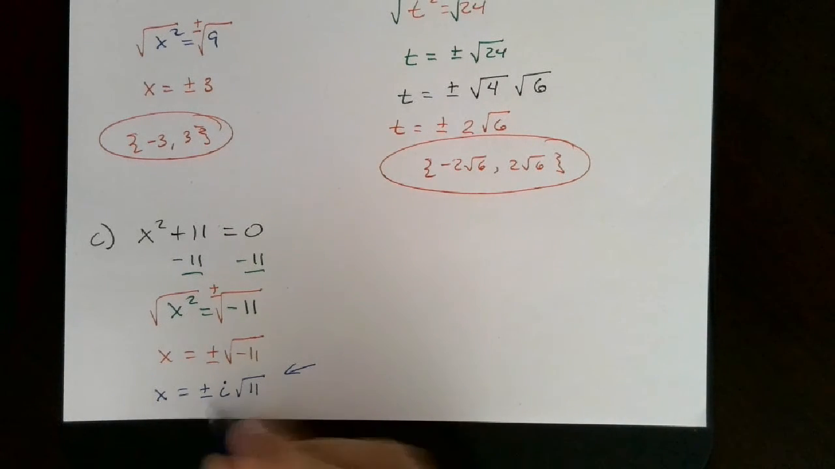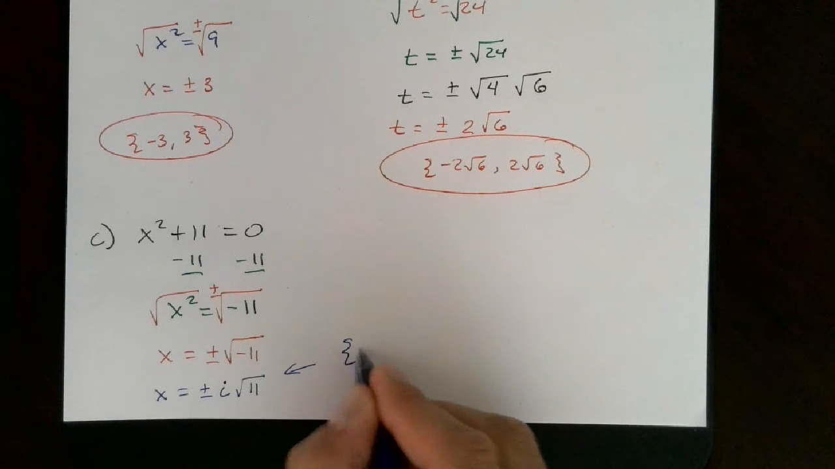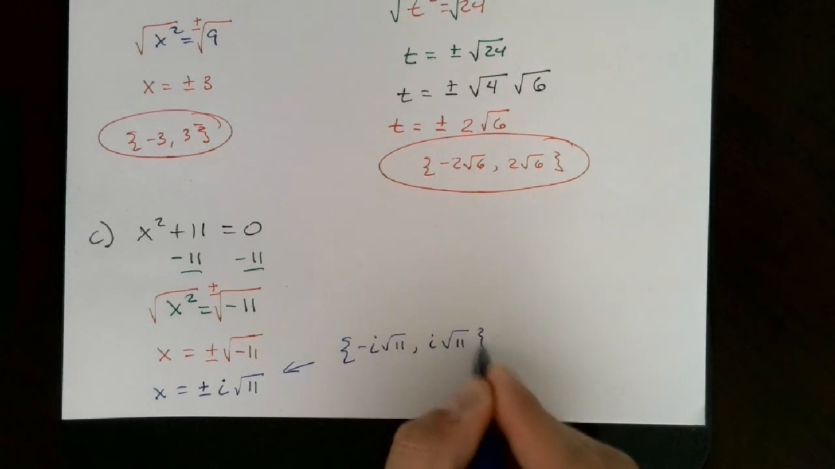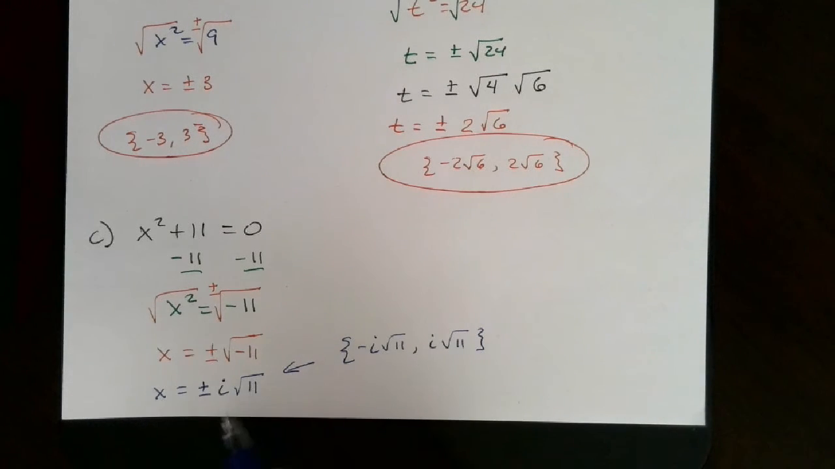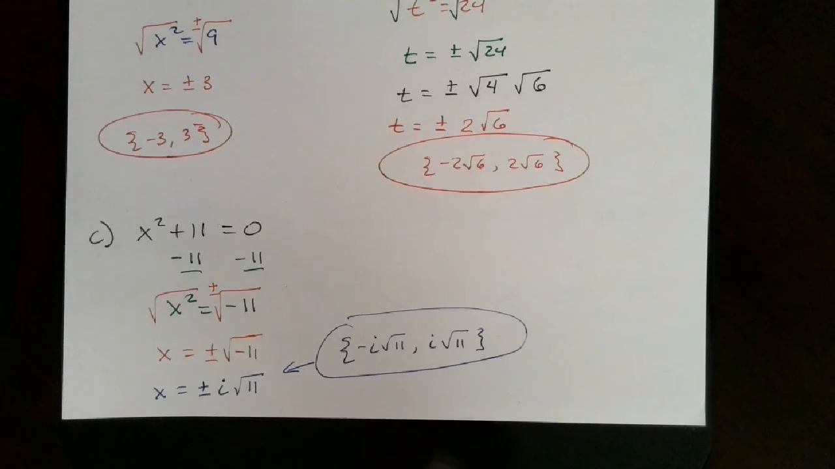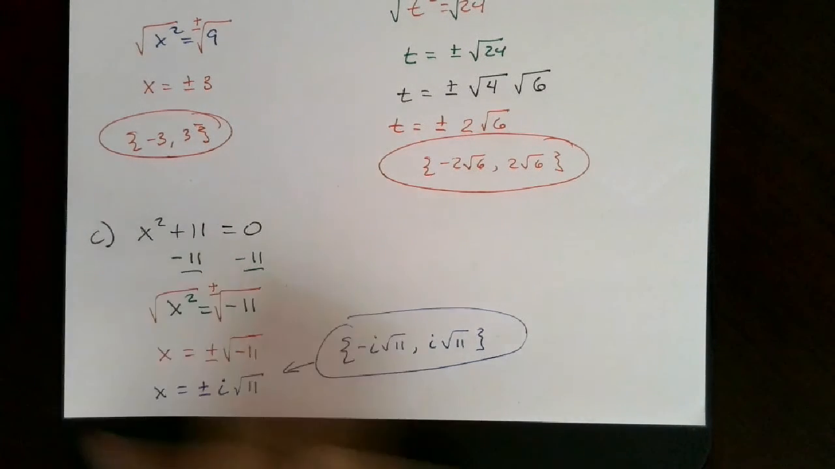And there's two answers, right? The plus or minus indicates two answers. We have negative i square root of 11 and i square root of 11. You can write it as two answers like that, or with the plus or minus i square root of 11 in front is fine. Just make sure you understand that it is two answers here, right? There's two answers that make this true, in other words.